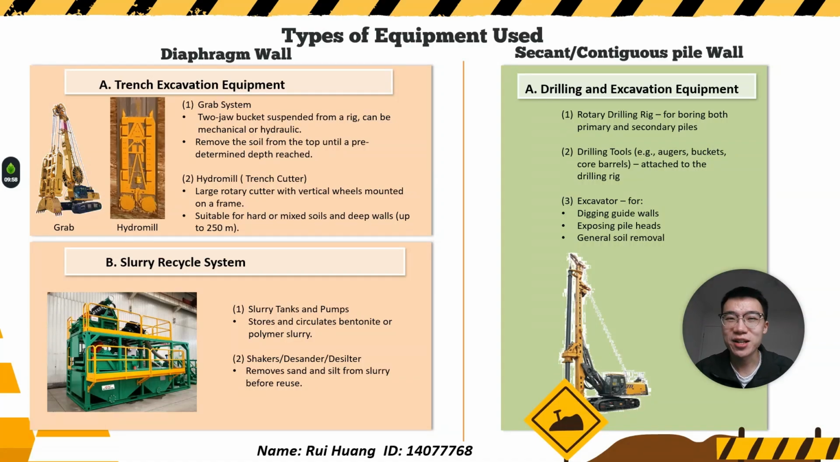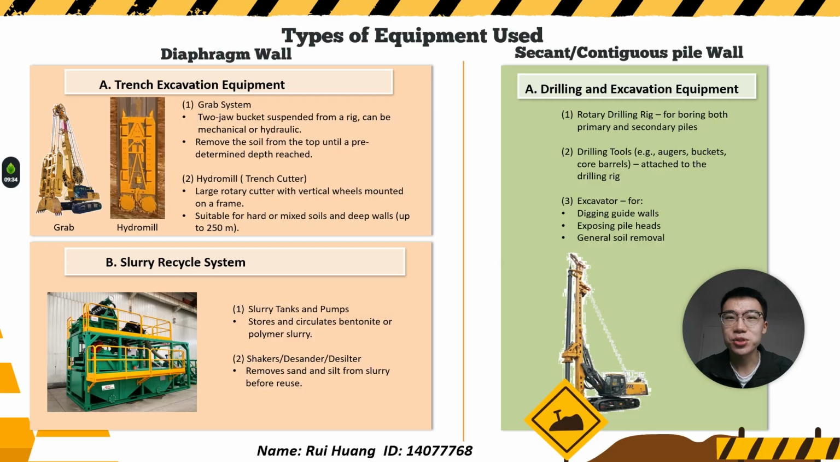Thanks for Zhehao's introduction of structural performance and how to select systems based on different project conditions. Now, I will introduce the types of equipment used for diaphragm wall and secant or contiguous pile walls, followed by a cost breakdown of free returning walls. Let's start with the diaphragm wall.